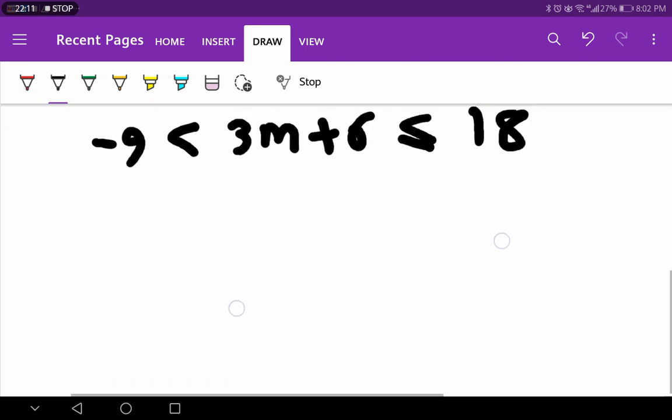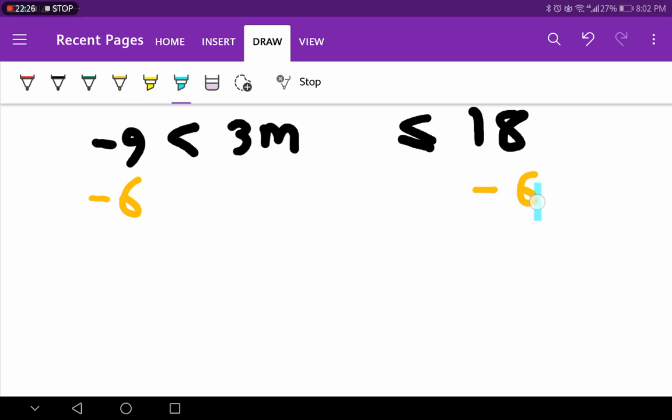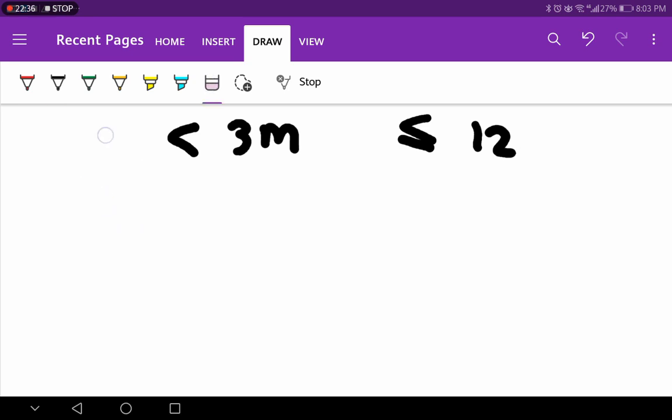Good. The first step, I add negative 6 to the 3 sides. Why, teacher? To make the m alone and happy. So this is eliminated, and this will be what? 12. Focus with me. And negative 9 and negative 6, yes, negative 15.